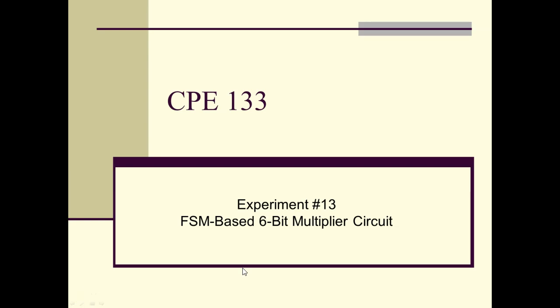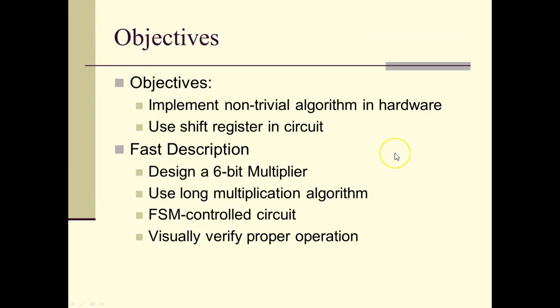This is CPE 133. This is experiment 13. And what we're going to do in this experiment is implement a 6-bit multiplier. So it's essentially going to take two operands, multiply them together, and output the result. And this circuit is going to be controlled by a state machine. No surprise there. The objectives are to implement essentially a non-trivial algorithm in hardware.